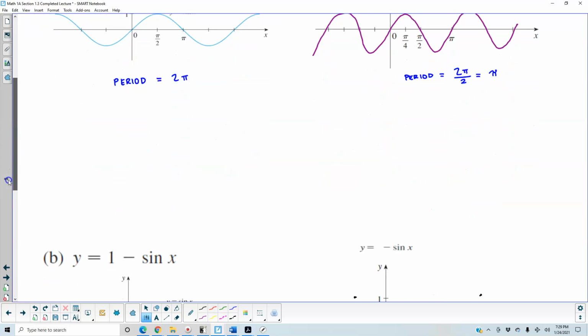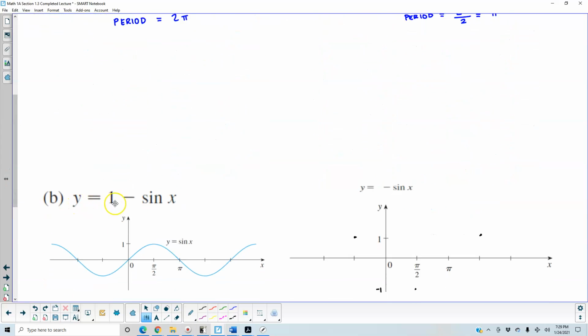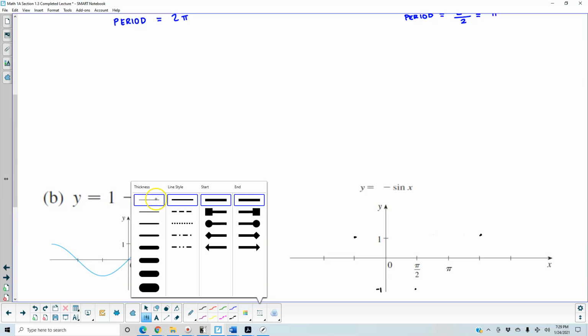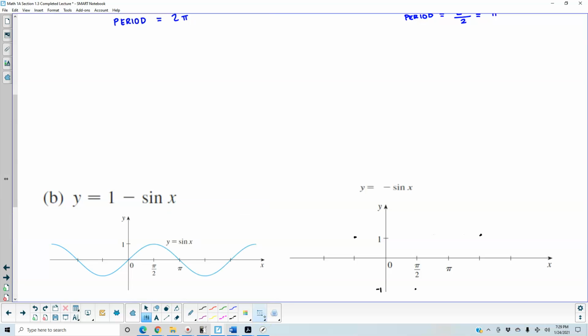Next example, we have y equals 1 minus the sine of x. The first thing we need to do is take a look at the negative times the sine of x, which means we need to reflect it about the x-axis. So what that means here is that our sine curve is now going to be reflected in another way. So the first thing we need to do is reflect this.